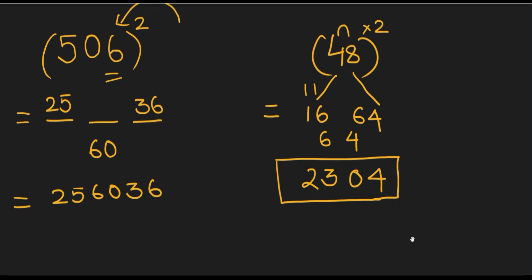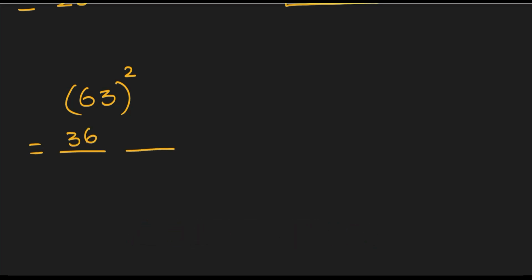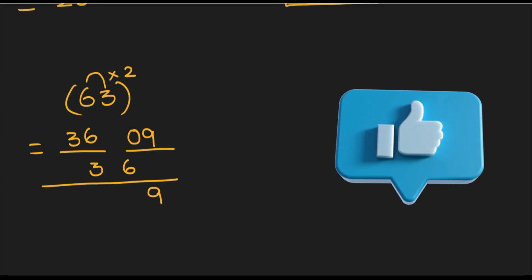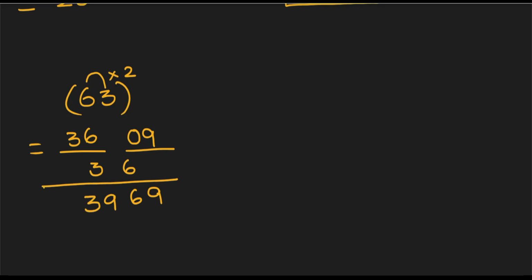Let us apply this trick with some bigger number. For example, 63 square. Then we can write this as 6 square, that is 36. 3 square is 9. 9 we need to write in a 2-digit format, that is 09. Now we have to multiply 6 into 3, that is 18, into 2, that is 36, and we have to write it here. So adding these two numbers, we can write here 9, 0 plus 6 is 6, 3 plus 6 is 9, and this is 3. Hence 63 square is equal to 3969.